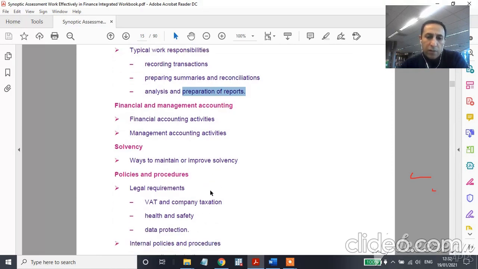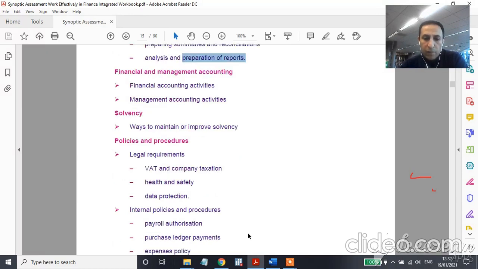Policy and procedure. For example, you are responsible for the VAT return, and you are responsible for health and safety in the organization. You are responsible for data protection in relation to your suppliers, customers, and employees, and you have to ensure you have good software in place to protect the data.